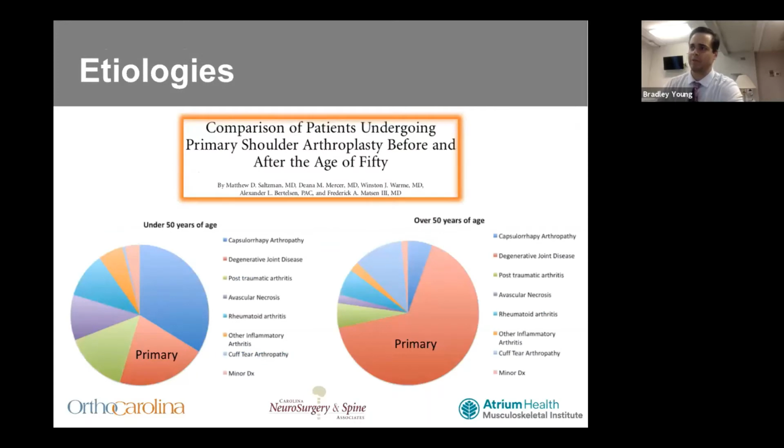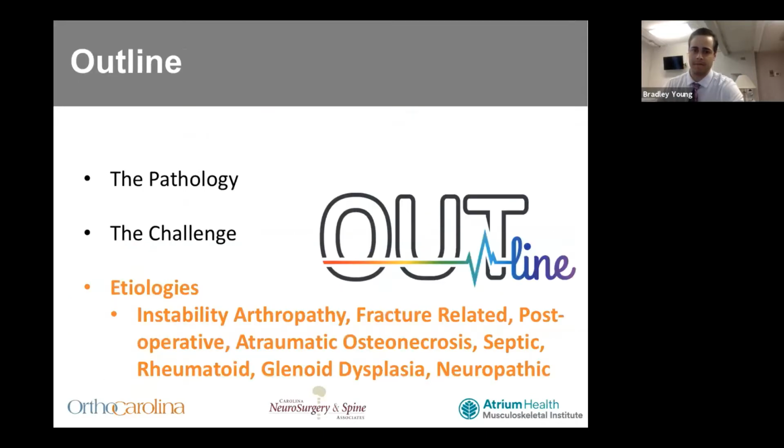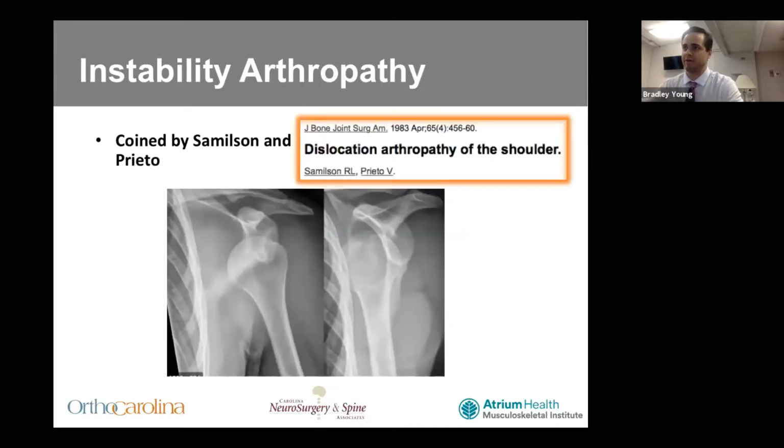A good visual representation of the etiologic distribution between older and younger patients is seen in Matson's JBJS article from a few years ago. So this showed that a significantly higher rate of patients underwent shoulder arthroplasty for a secondary etiology if under the age of 50 years old, whereas a disproportionate amount of patients older than 50 underwent arthroplasty with primary arthritis. So we're now going to dive into the specifics of each secondary etiology. And first, we're going to discuss the most common, instability arthropathy.